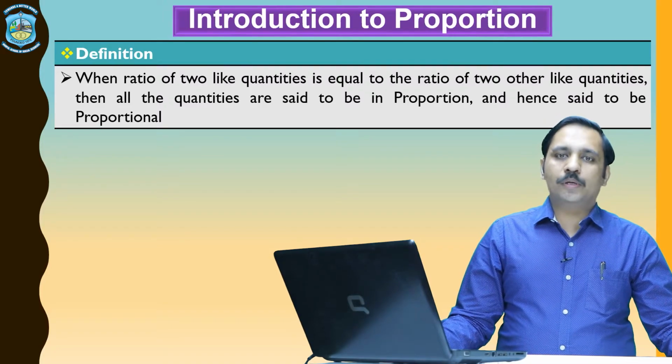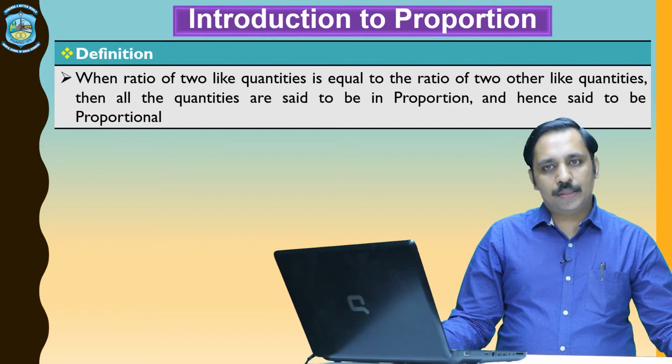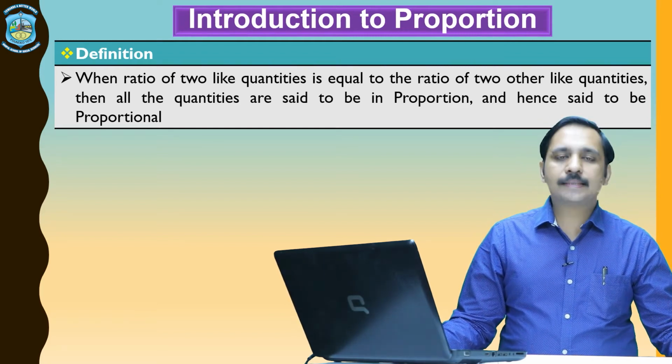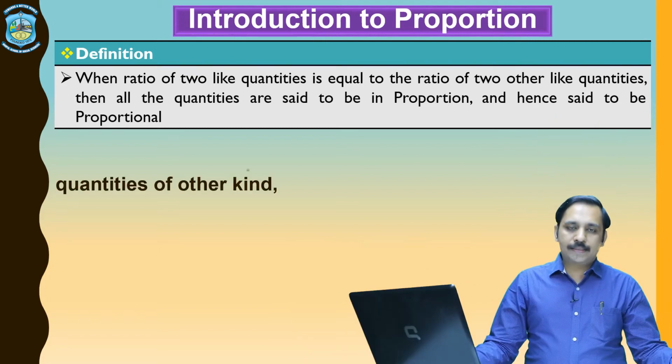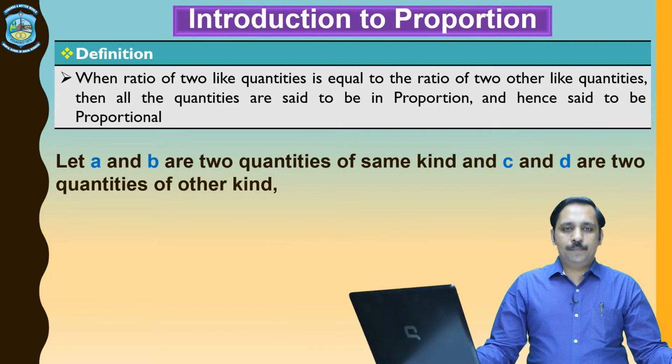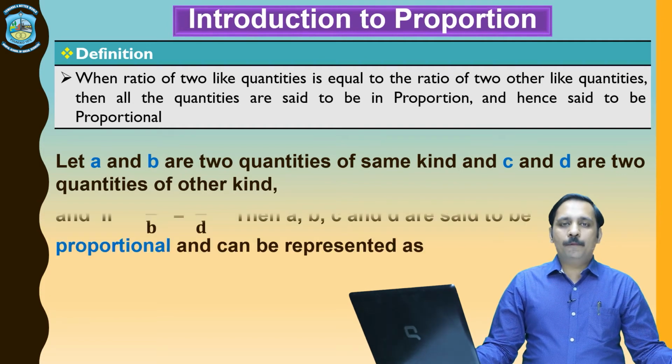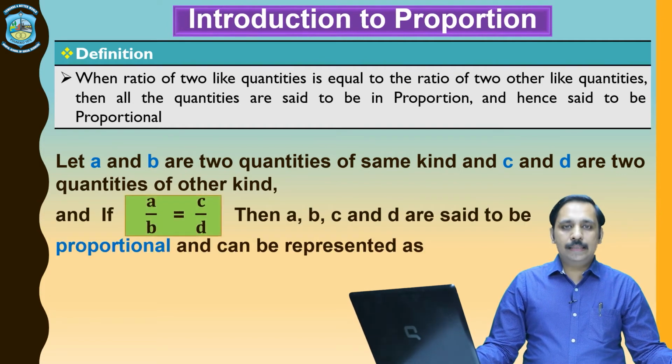Let us see the definition of proportion. When ratio of two like quantities is equal to the ratio of two other like quantities, then all the quantities are said to be in proportion and hence they are said to be proportional. Let us take an example. Let A and B are two quantities of the same kind and C and D are two quantities of the other kind. We can represent them as A upon B is equal to C upon D. Then we say that A, B, C and D all are in proportion. That is, they are proportional.